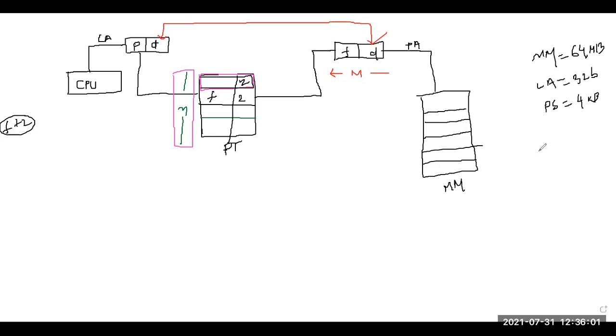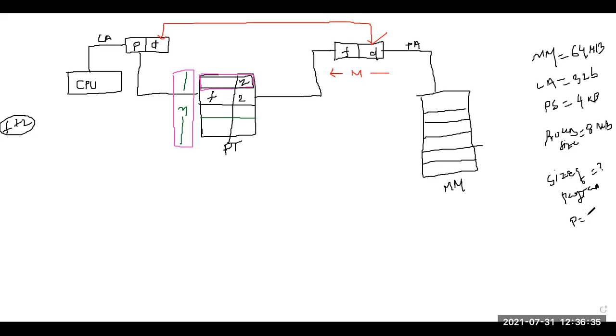Okay. Now the process size is given. Process size is also given. What is my process size? Process size is 8 MB. Now you have to calculate the size of the page table. And also, second point, calculate the number of bits used for pages.